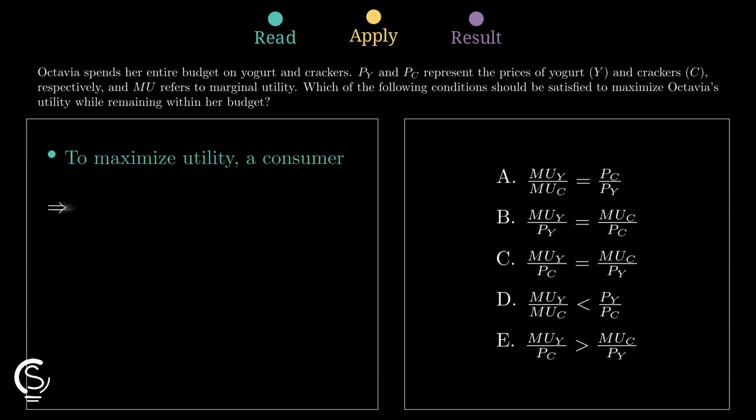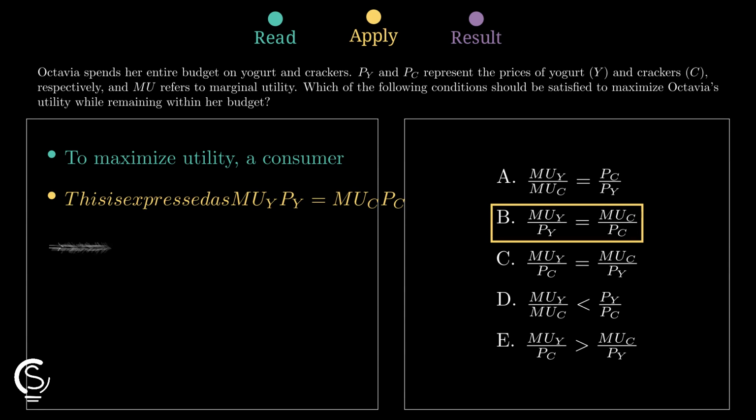At this point, the consumer cannot gain happiness by shifting money between goods. This leads directly to the correct equation shown in option B.